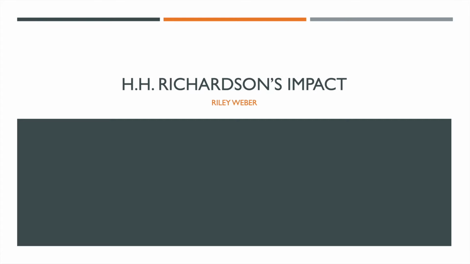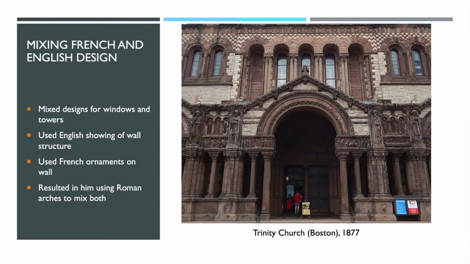In this presentation, I'll discuss Henry Hobson Richardson's impact on American architecture. Richardson went to school in France where he studied French and English architecture and learned French proportions. When returning to America, he mixed these English and French designs for his windows and towers. Richardson wanted to focus on the English style of showing the wall structure while also using French ornaments.